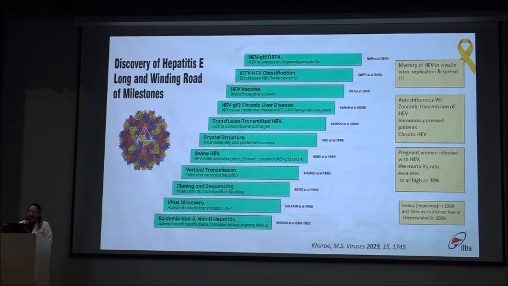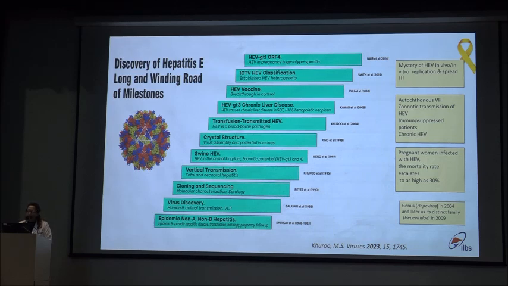Now this is an excellent article by M.S. Khuroo, who is known to have discovered hepatitis E. This is one virus which was discovered in India in 1978, although it was labeled as non-A, non-B, and then the name was given by the Russian soldier Balayan in the Afghanistan war.